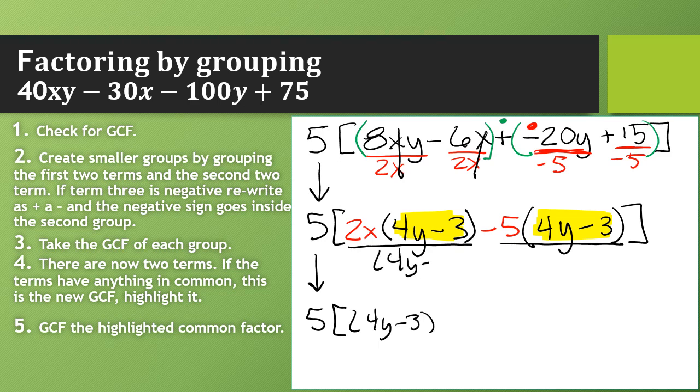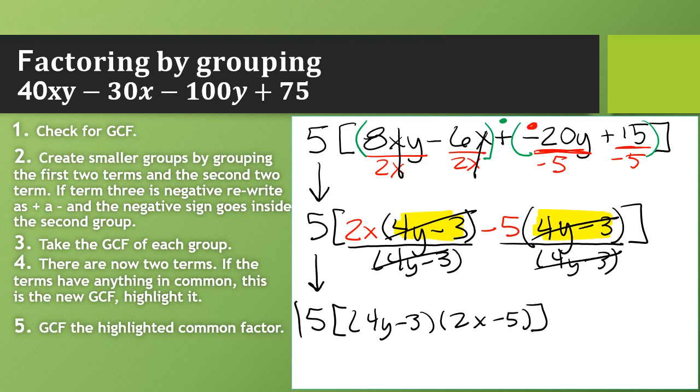And I'm going to take a 4y minus 3 out of here. And I'm going to take a 4y minus 3 out of here. Since I have matching binomials here and matching binomials here, those reduce to 1. And that leaves me with my second binomial, 2x minus 5. At this point, this is my answer.